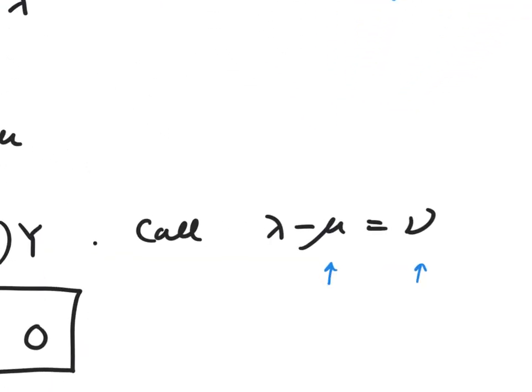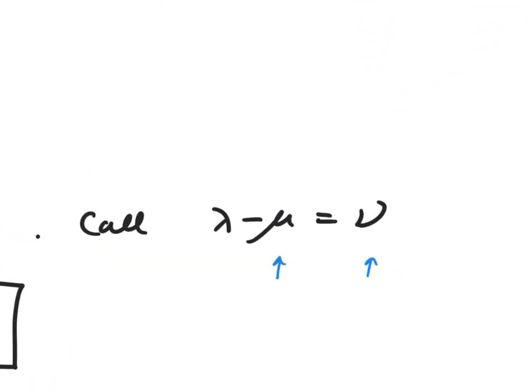And look at this expression here. I have lambda minus mu equals nu. So I can rearrange that and say lambda equals nu plus mu. And so if I have these two, the mu and nu, then I can get lambda. Pretty easy.